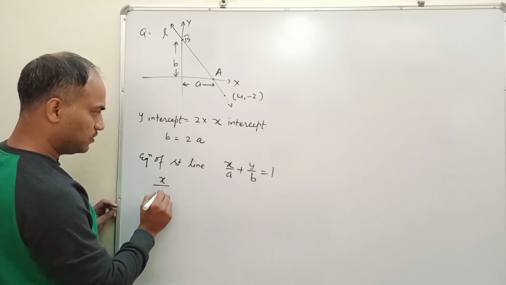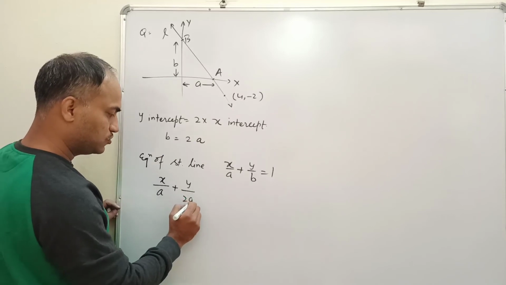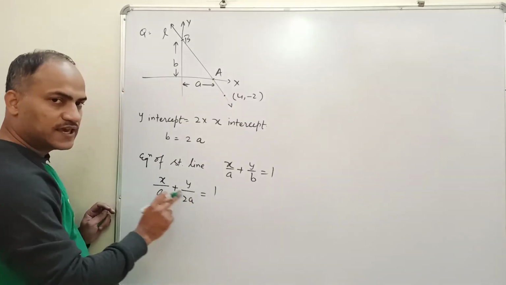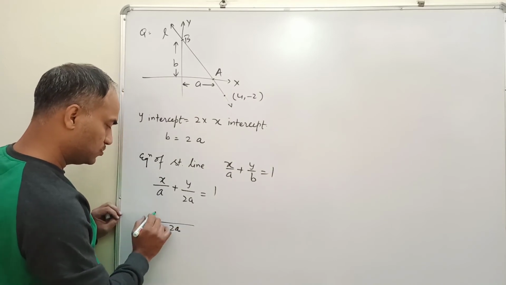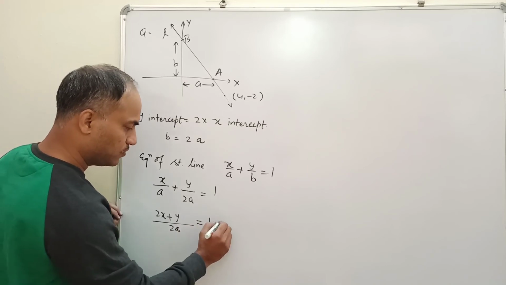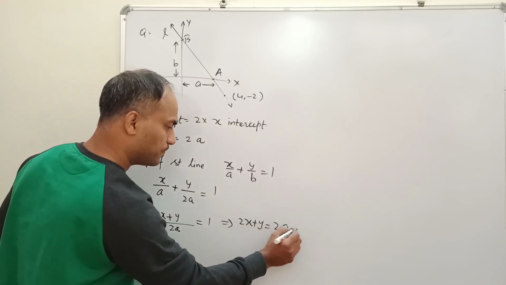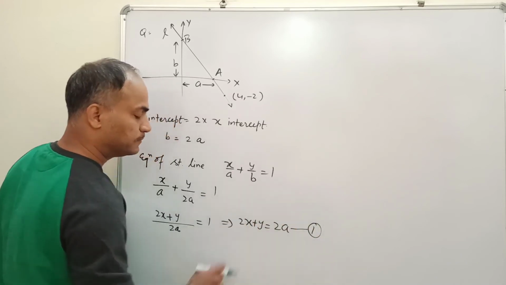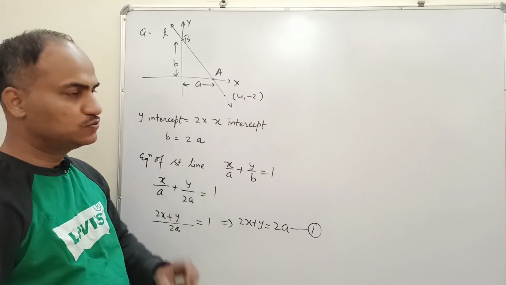So x/a + y/b becomes x/a + y/2a. On taking the LCM we get 2a, so 2x + y over 2a is equal to 1. So 2x + y is equal to 2a. This is equation number 1.